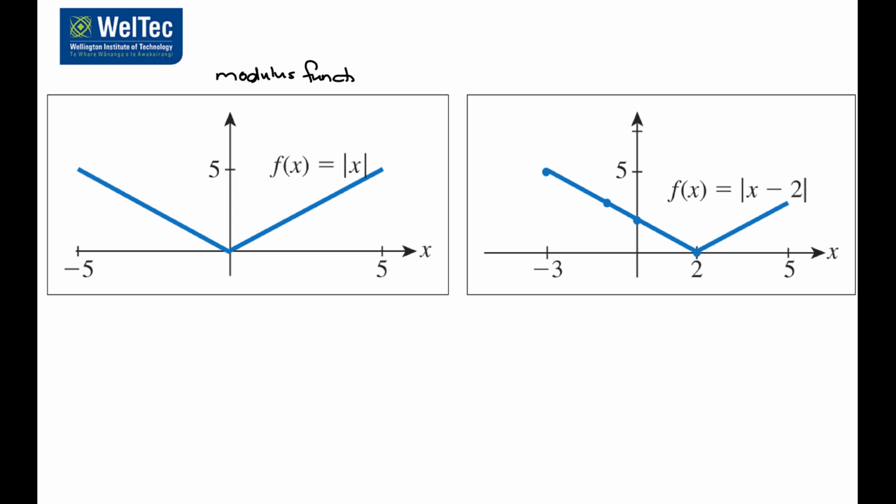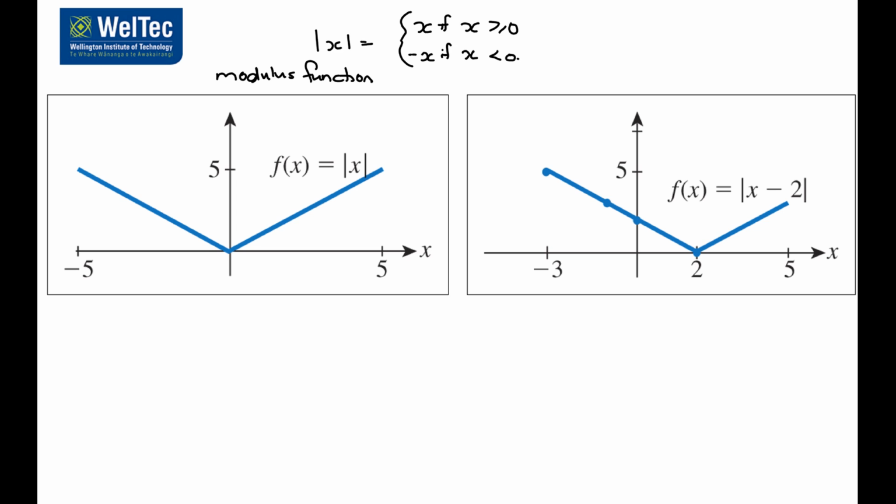And you remember that that is defined the absolute value of x. It's got two branches. It's equal to itself if x is positive, and the opposite of itself if x is negative. Now that's all fine if we're just looking at f of x equals the absolute value of x, but what if we're looking at the absolute value of x minus 2?